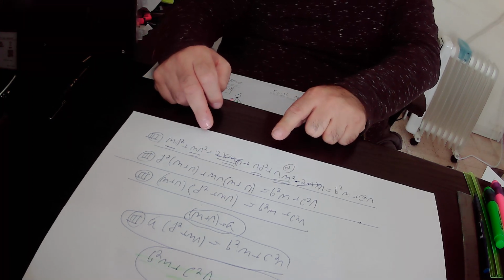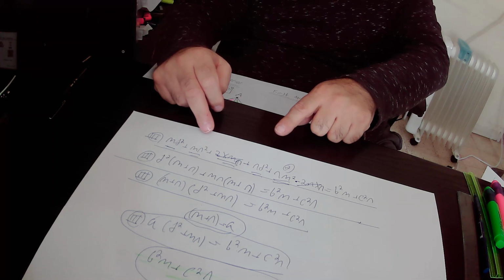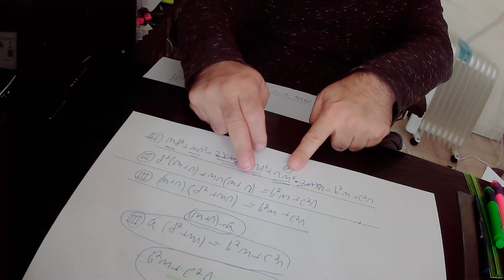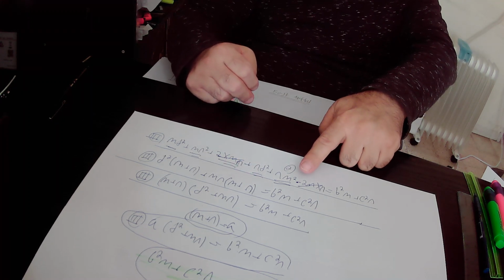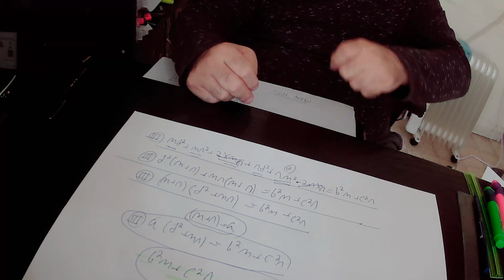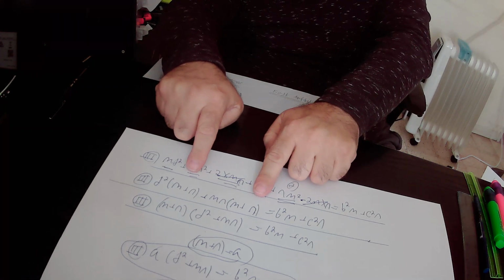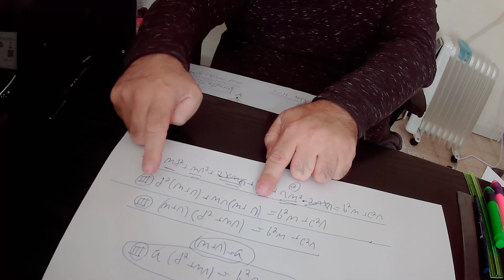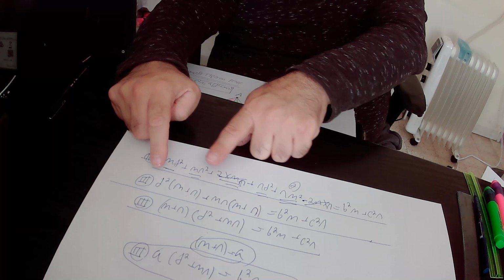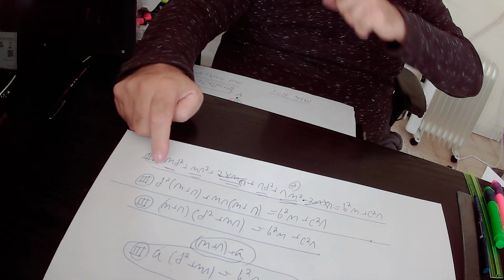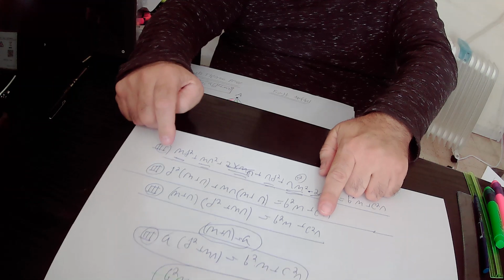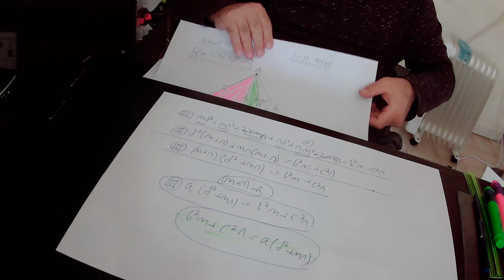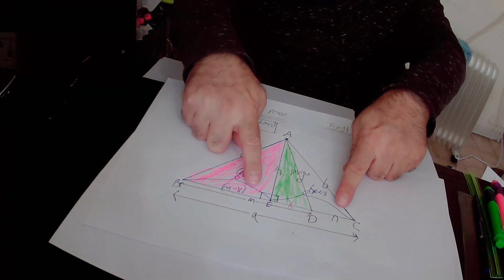Then we took common factor m times n from this expression and from this expression. So inside the brackets we are left only with m times n, and it is equal to b square m plus c square n. Then we took m plus n as a common factor from those two expressions. So inside the brackets what is left from those two expressions is d square plus mn. That is equal to b square m plus c square n. Here, n plus m equals a.